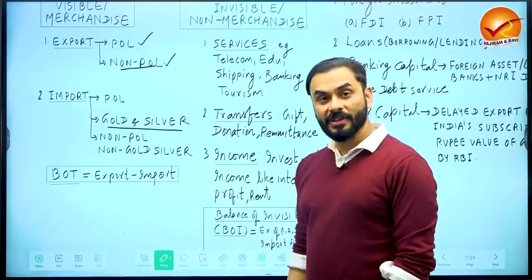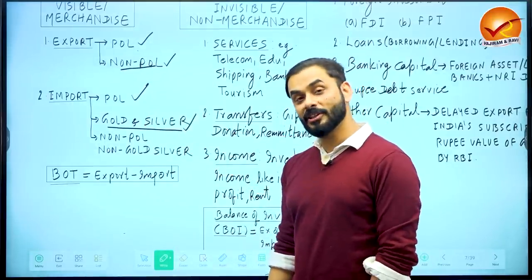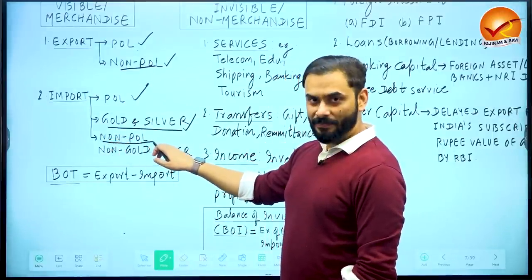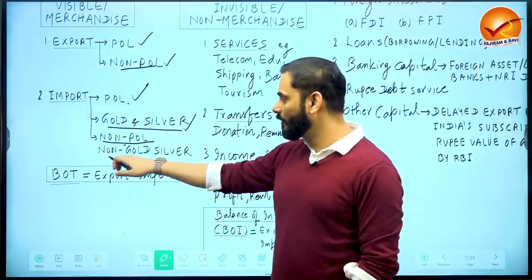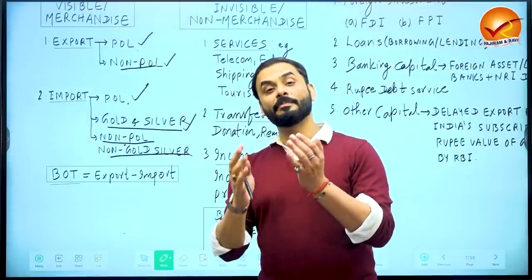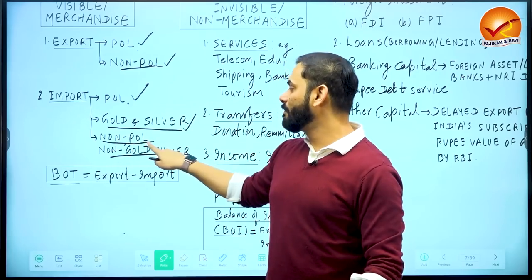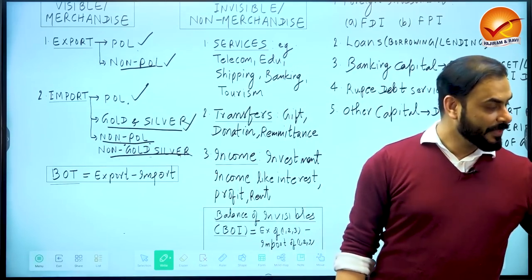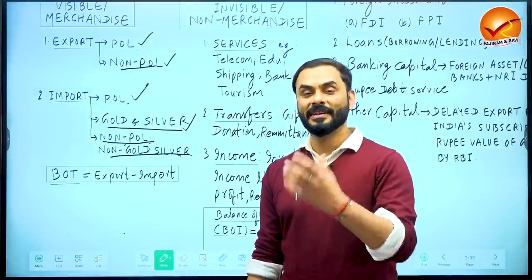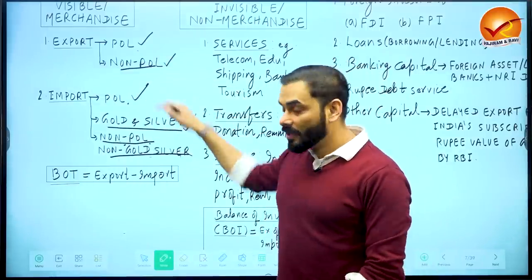Similarly, we import a lot of gold and silver, right? So first petroleum related products, then gold and silver. What is the third type of imports? We call it non-POL, non-gold and silver, which means from our total import, remove petrol and remove gold and silver, whatever is left. For example, if you are importing a mobile phone from China, it will come under this category, non-POL, non-gold and silver. So this is your export and import.